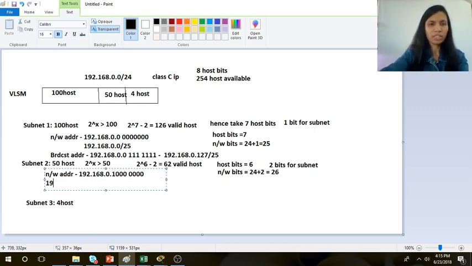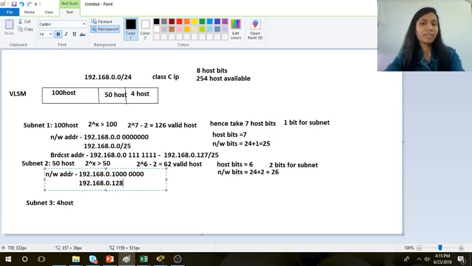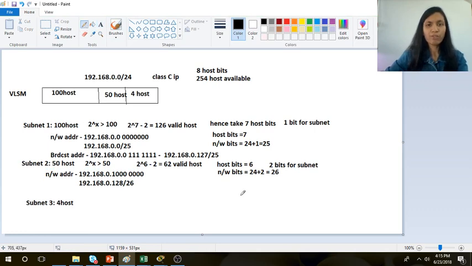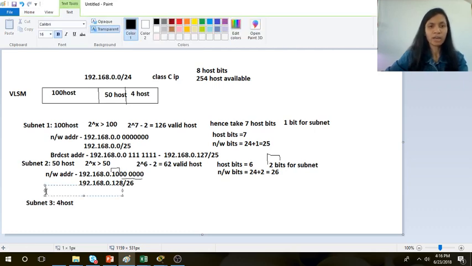So this is 192.168.0.128, and here I have network bits as 26. So this would be /26. Now you need to note that you have got 2 bits for subnet. So while calculating the broadcast address, you need to keep these 2 bits as they are. Only the host bits would be put to all ones. That is, these 6 bits you will put to all ones to calculate the broadcast address.